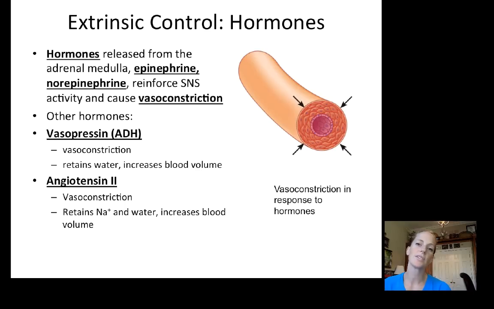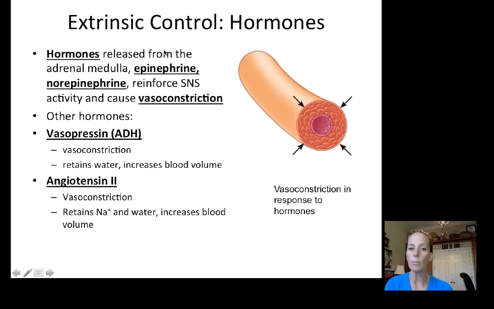We can also have extrinsic control through hormones. Mainly, this hormone is epinephrine and norepinephrine, the same molecule that was released from the sympathetic nervous system, but now it's going through the whole bloodstream through the adrenal medulla. So the sympathetic nervous system releases norepinephrine, and the adrenal medulla releases epinephrine and norepinephrine. Either way, the blood vessel walls have receptors for epinephrine and norepinephrine, and this will cause vasoconstriction. Whether it comes from the sympathetic neurons or from the adrenal medulla, it's the same, and you're going to get vasoconstriction.